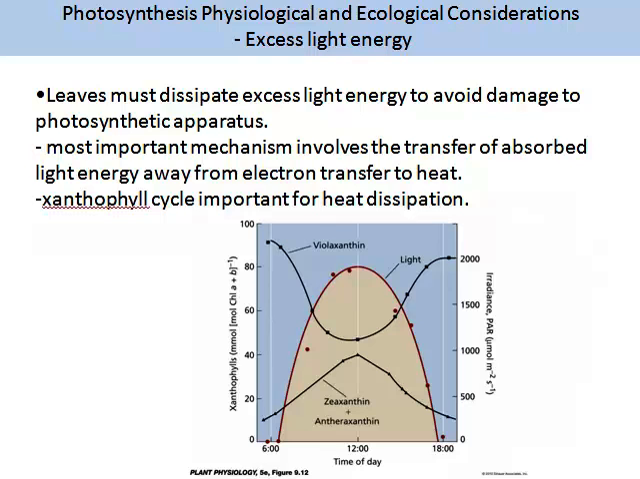In situations where plants are exposed to excess light energy, there are strategies employed by the leaves which enable them to get rid of or dissipate the excess energy, and this stops the plant's photosynthetic apparatus being damaged. The most important mechanisms involve the transfer of absorbed light energy away from the electron transport, so the energy is then converted into heat. The xanthophyll cycle is important for heat dissipation.